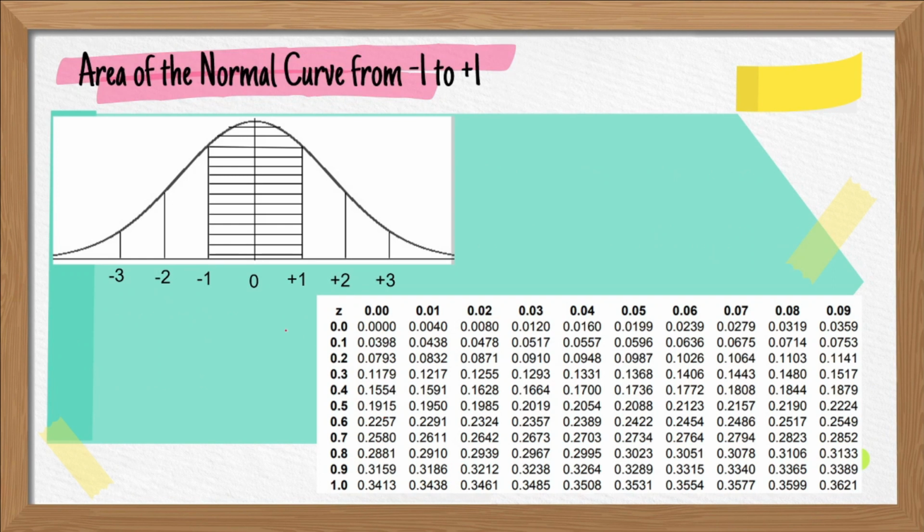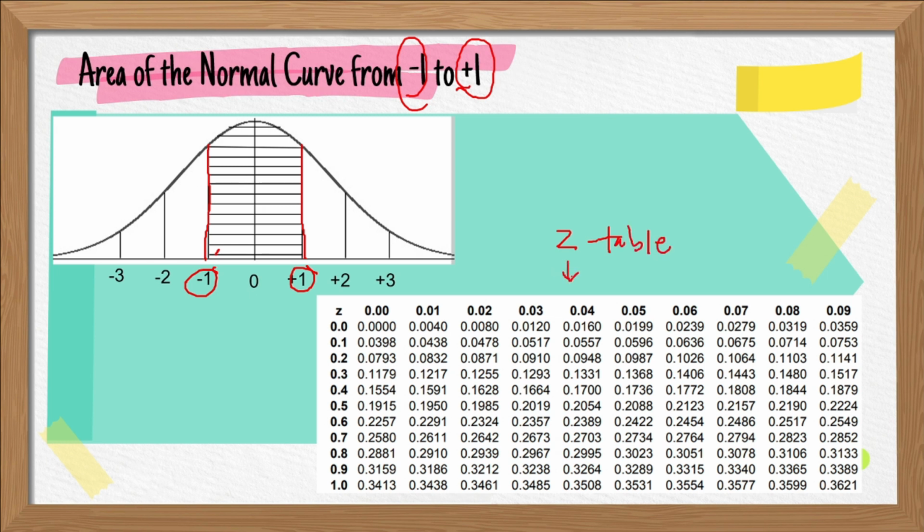Okay. So, take a look on this area of the normal curve from -1 to +1. So, dito, ito yung normal curve and yung tinutukoy na area, itong naka-shade. No? So, -1, +1. So, from here up to here. So, paano natin kukunin yung area niya? So, gagamit tayo ng tinatawag nating z-table.